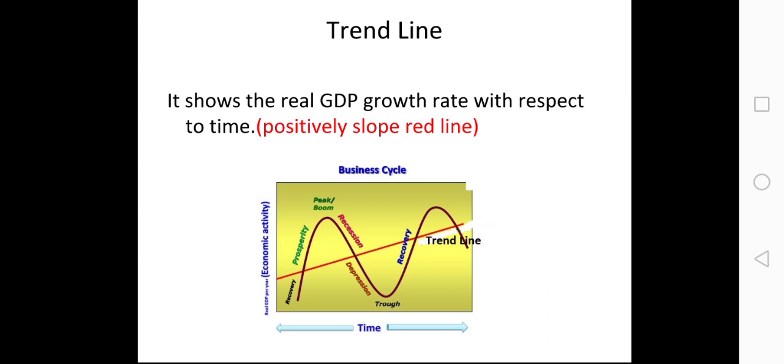The red line in this diagram shows the trend line. There must be a trend of an economy, and mostly it is a rising trend. That is why it is a positively sloped straight line that you see in red color. This is the trend line of the economy. In every economy there must be some positive growth rate, that is why it is a positively sloped line. So this trend line shows the real GDP growth rate with respect to time.